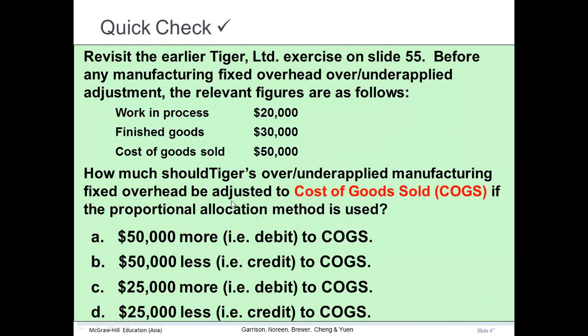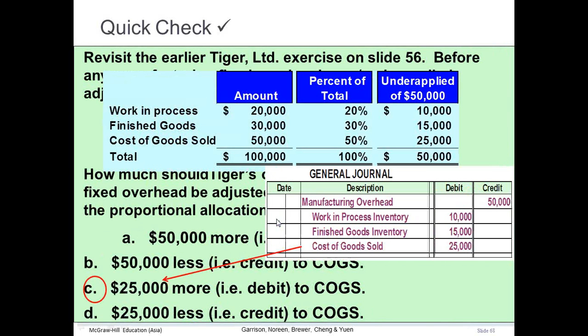If the overhead adjusted to cost of goods sold, if the proportional allocation method is used, $25,000 more.